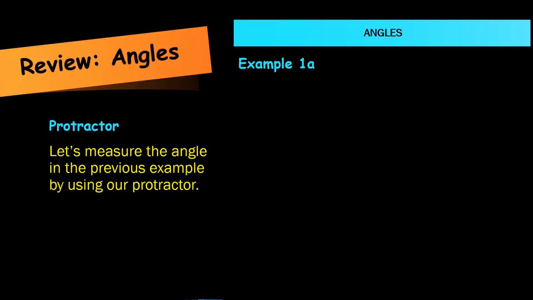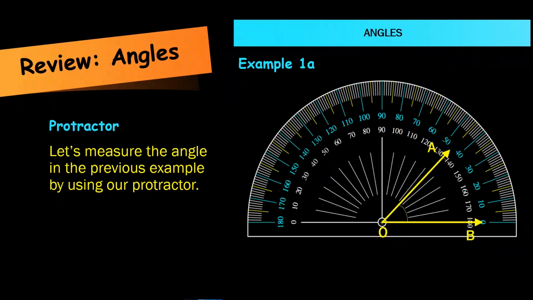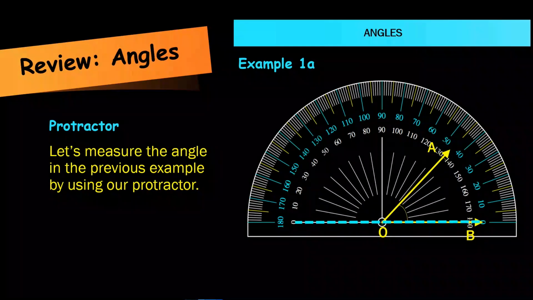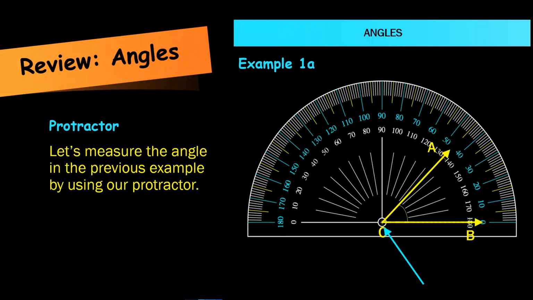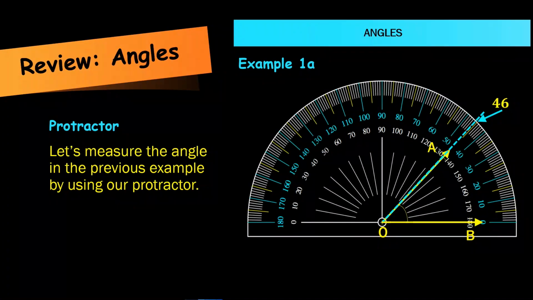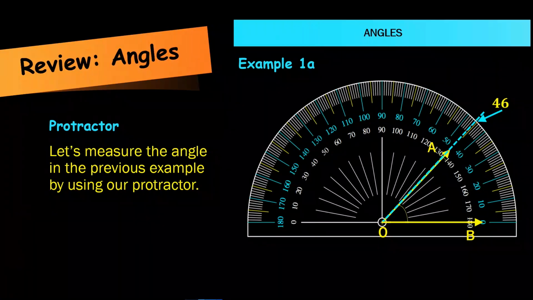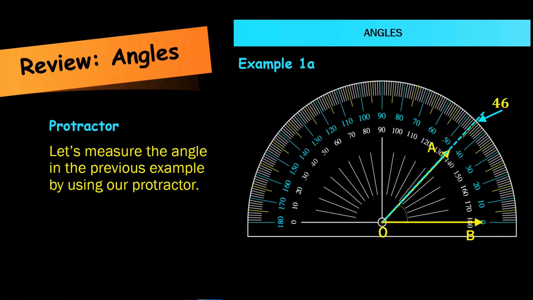Let's measure the angle in the previous example by using our protractor. Position the protractor so that its horizontal line is lined up with one of the rays, say OB, of the angle, and the midpoint of the protractor is positioned at the vertex of the angle. Now look at the mark towards which the other ray of the angle is pointing. This value is the size of the angle. In our example, the angle is approximately 46 degrees.